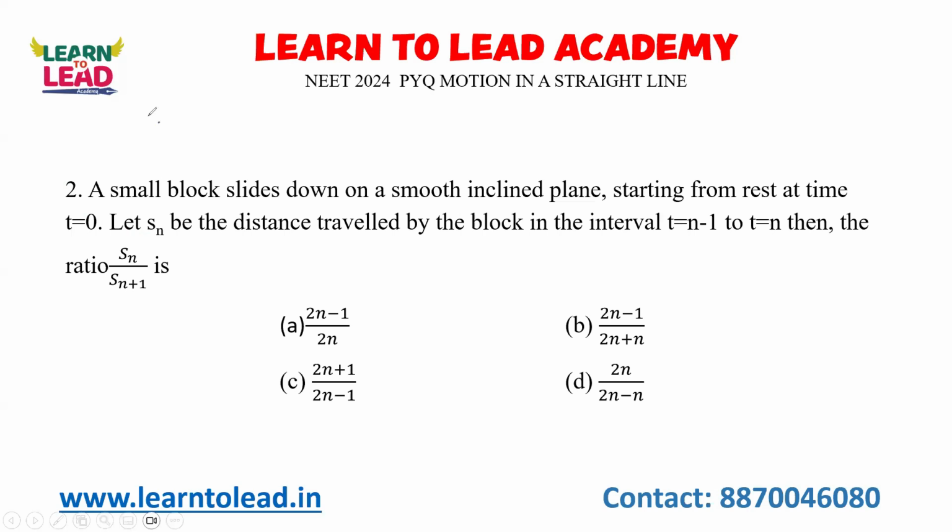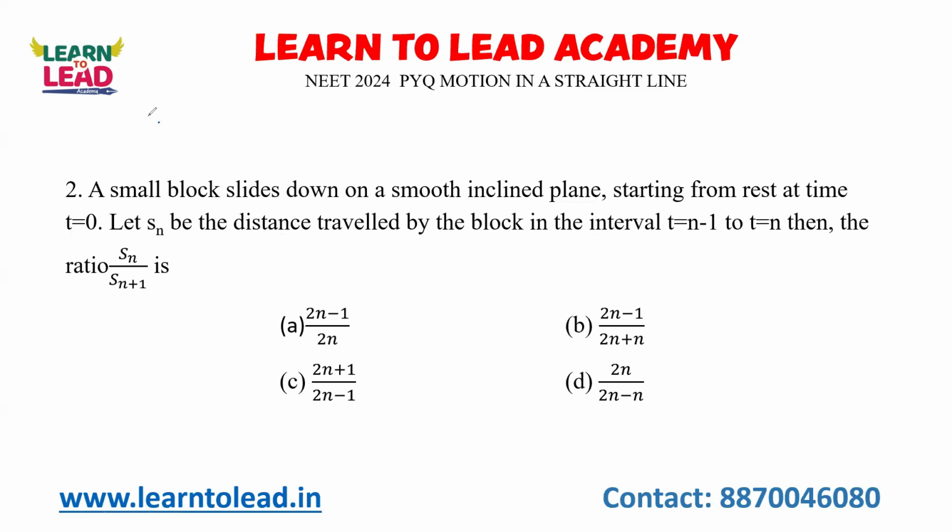A small block slides down a smooth inclined plane starting from rest at time t = 0. Let Sn be the distance travelled by the block in the interval t = n minus 1 to t = n. Then what is the ratio Sn by Sn plus 1?